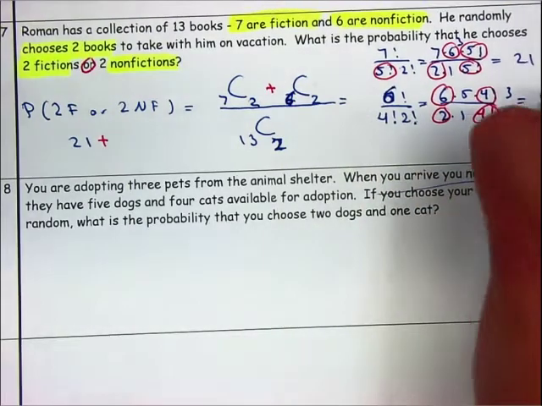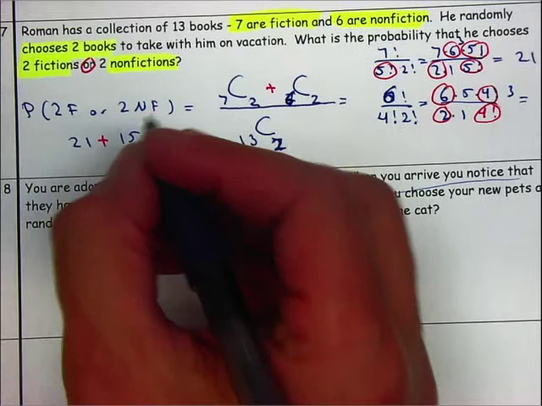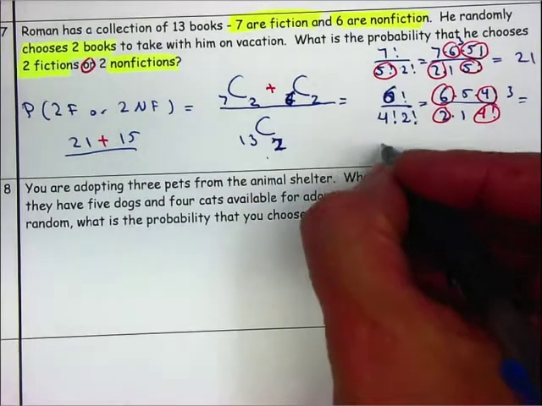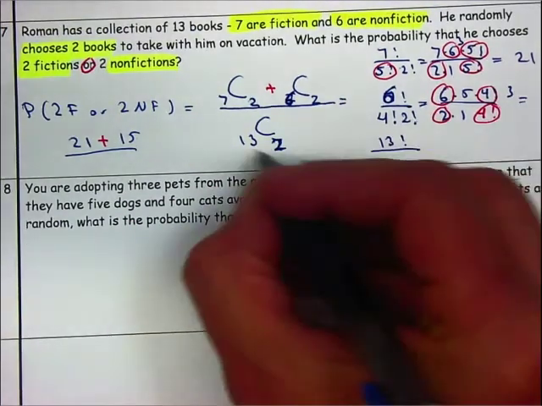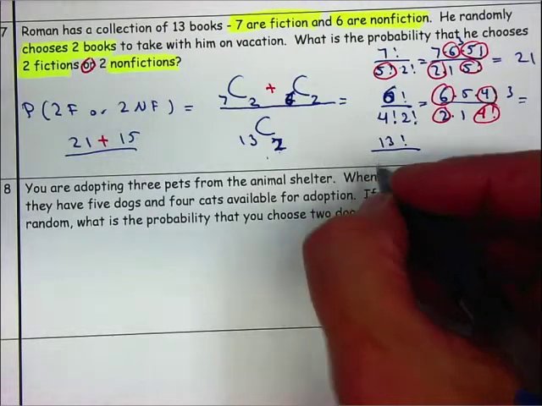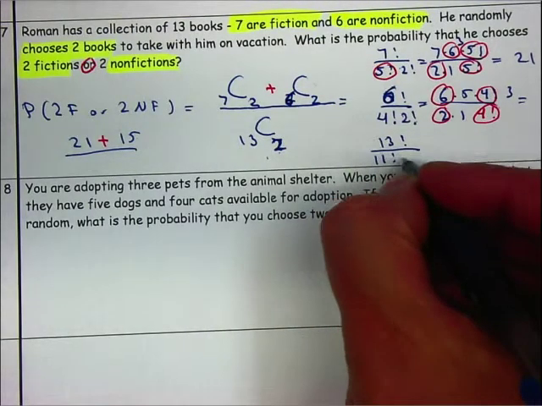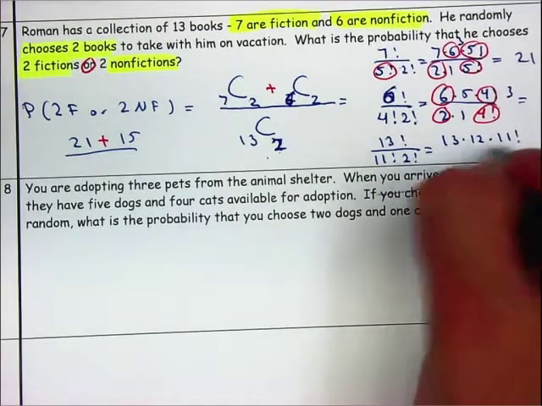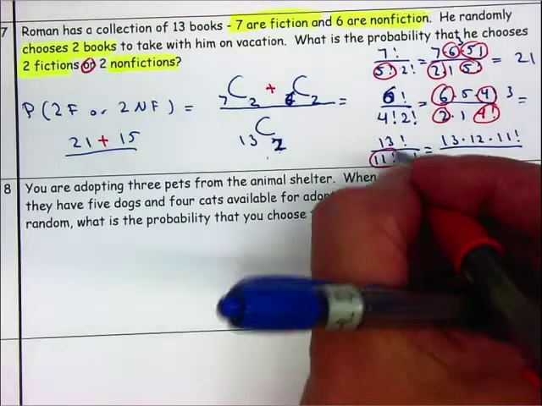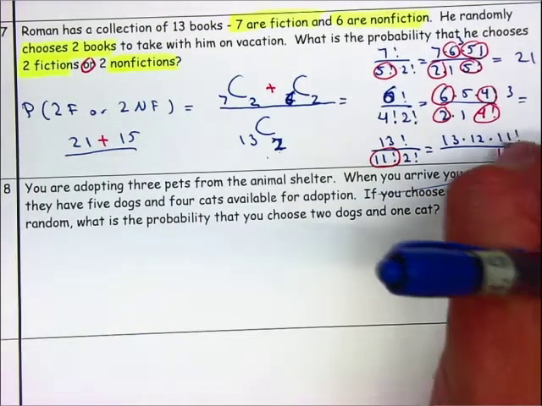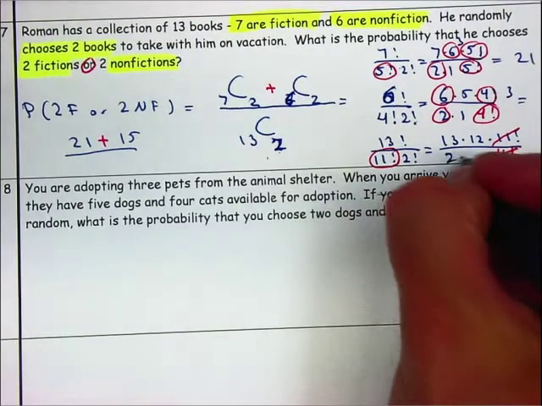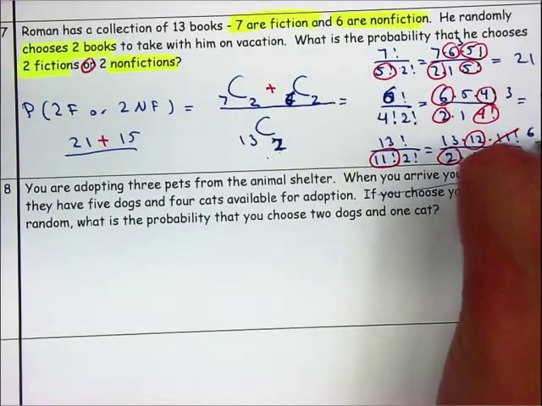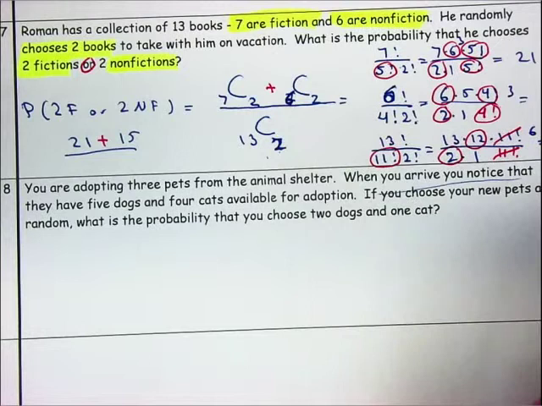That gives me a 15. So plus 15 divided by 13 choose 2. So it'll be 13 factorial over 13 minus 2 will be 11 factorial multiplied by 2 factorial. So it gives me 13 times 12 times 11 factorial, and that's going to cancel with my 11 factorial. That cancels out. And I still have my 2 and my 1. Let's see, I can simplify my 2 and my 12 becomes a 6. So 13 times 6 will give me 78.